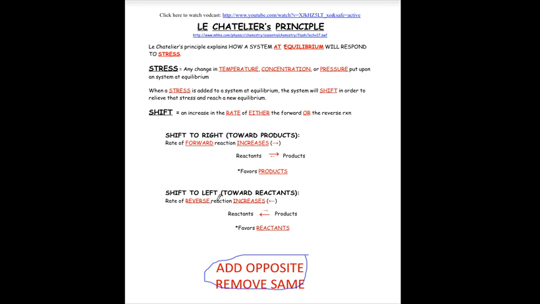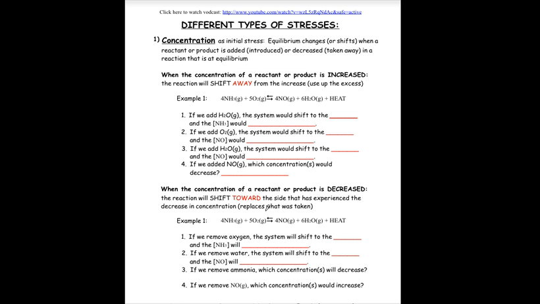Shifting to the left means that the reverse reaction is going to speed up. So you notice in this one, the reaction going to the left, the reverse reaction, the arrow is bigger. That means that this is no longer at equilibrium because you just placed a stress on it. And we're going to go through exactly what the stresses are in just a minute. So let's go through that.